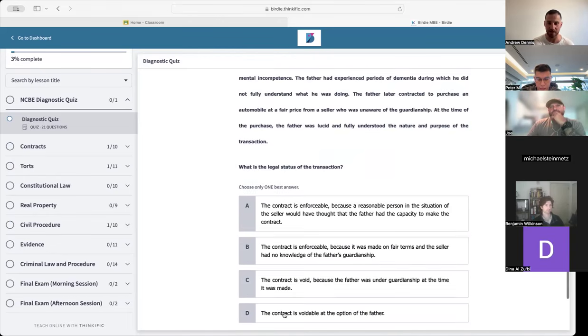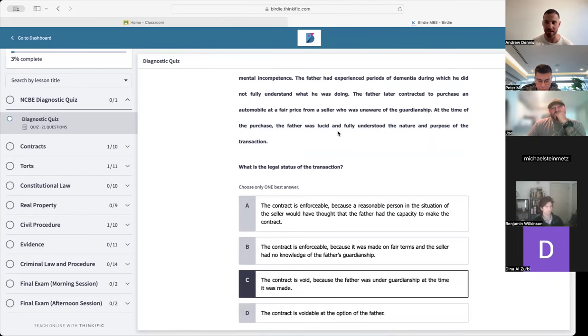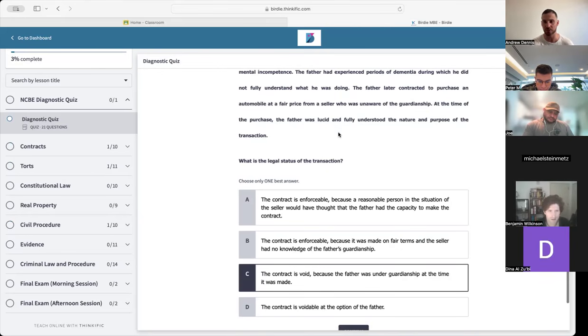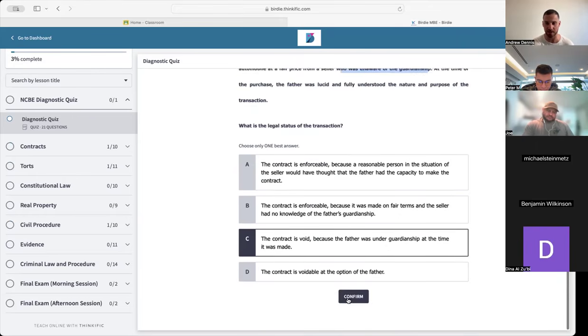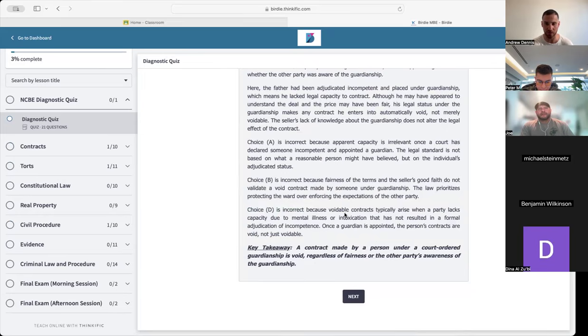So typically incapacity leads to voidability, right? Like if they're a minor, they can actually enforce the contract, but not if it's adjudicated incompetence. Adjudicated incompetence means they're never going to... It's not like it's a moment of transgression. It's like they are unable to contract. So any contract that's made with a person who's been adjudicated incompetent is void, right? So a contract made by a person under a court order of guardianship is void, regardless of fairness or the other party's awareness of the guardianship. It's just a key takeaway.